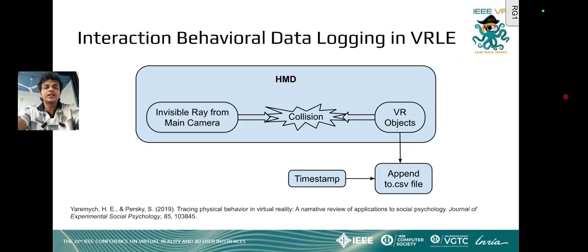Now we have enhanced the interaction behavioral data logging mechanism by including the logging of noticing traces. We attached an invisible ray to the main camera of the head-mounted display. Whenever the ray comes in collision with any other virtual object, the event gets logged.